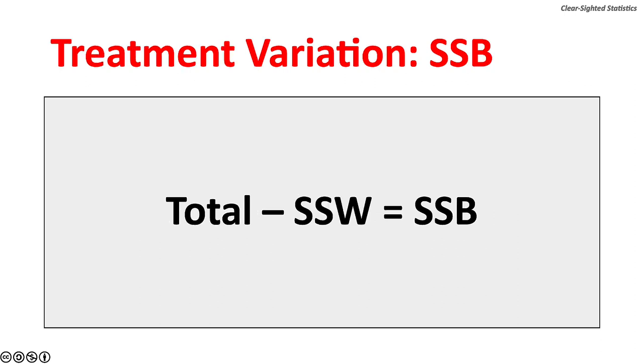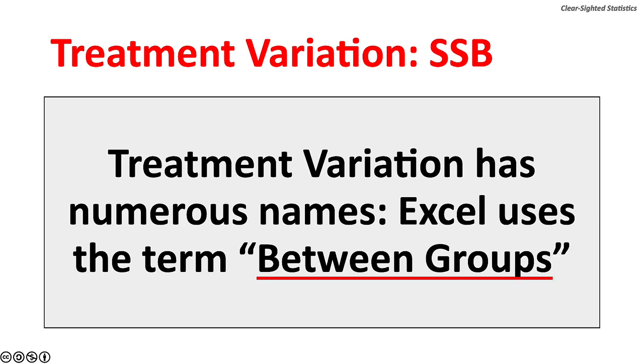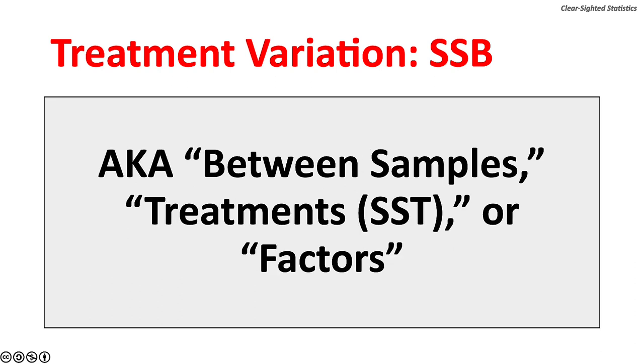The third source of variation is treatment variation, or the sum of the squares between, or SSB. SSB equals total variation minus SSW. Treatment variation has numerous names. Excel uses the term between groups. It is also known as between samples, treatments SST, or factors.